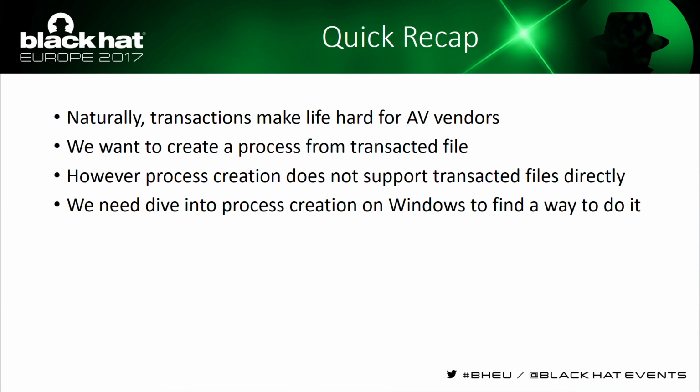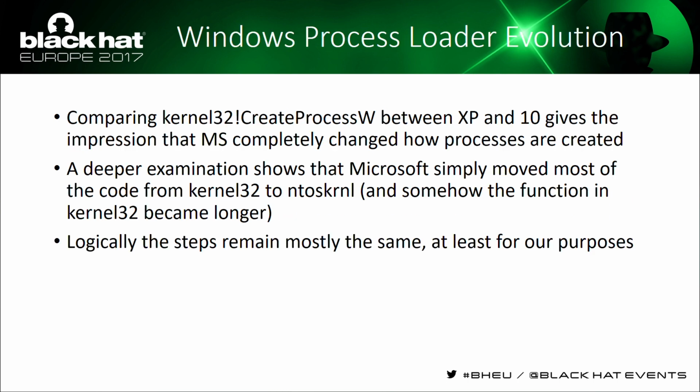So what we need to do is dive into the process creation process on Windows to try to find a way to do it. We're going to compare the CreateProcess function between XP and 10, and superficially looking at it, we see that many changes have been introduced, and it seems like Microsoft almost completely changed how processes are created. That being said, a deeper examination shows that Microsoft simply moved most of the code from the kernel32 subsystem library in user mode to the NT kernel, and somehow the function in kernel32 became longer. So logically, the steps remain mostly the same, at least for our purposes.